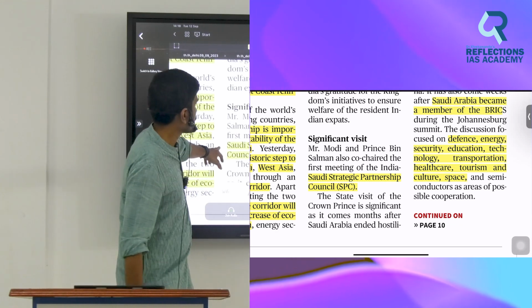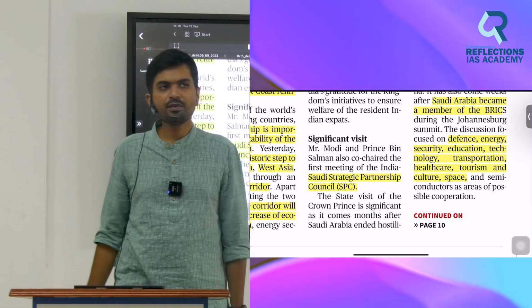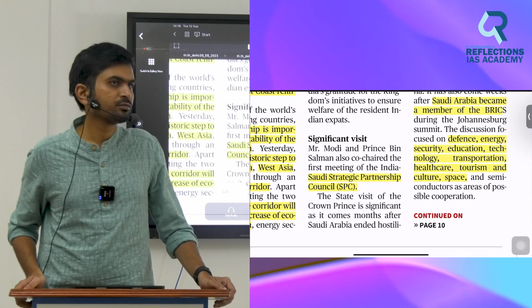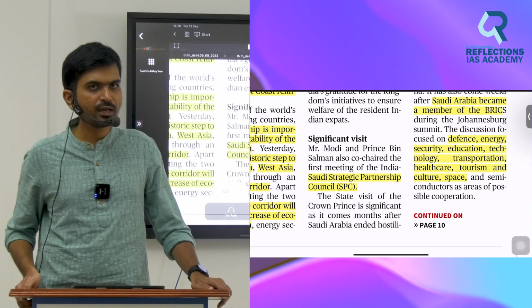This line, Saudi Strategic Partnership Council, is very important. That shows closeness of which two countries? India and Saudi Arabia. So far clear?